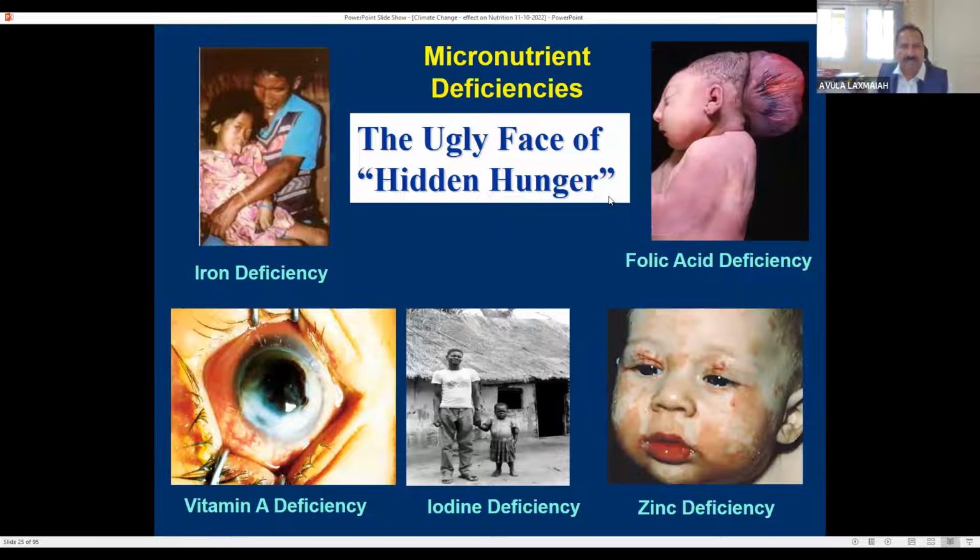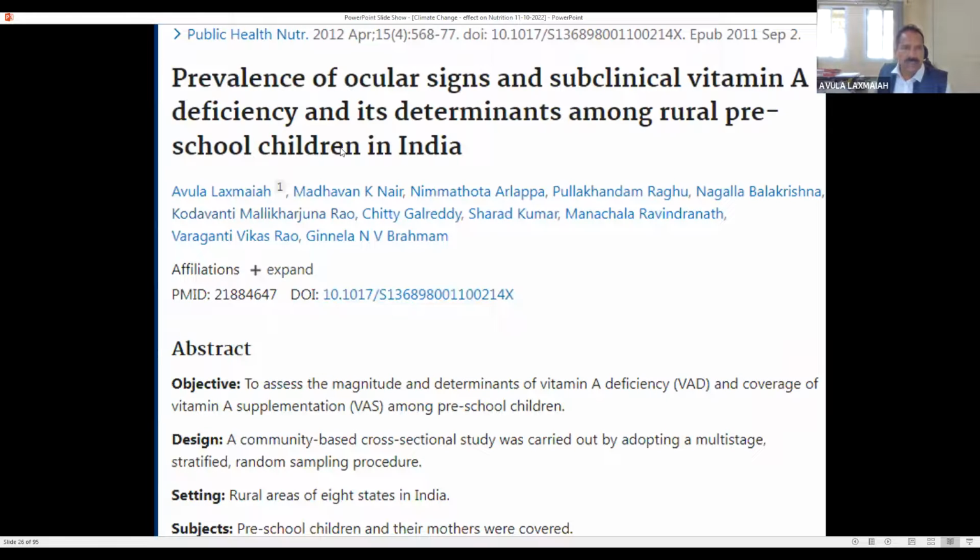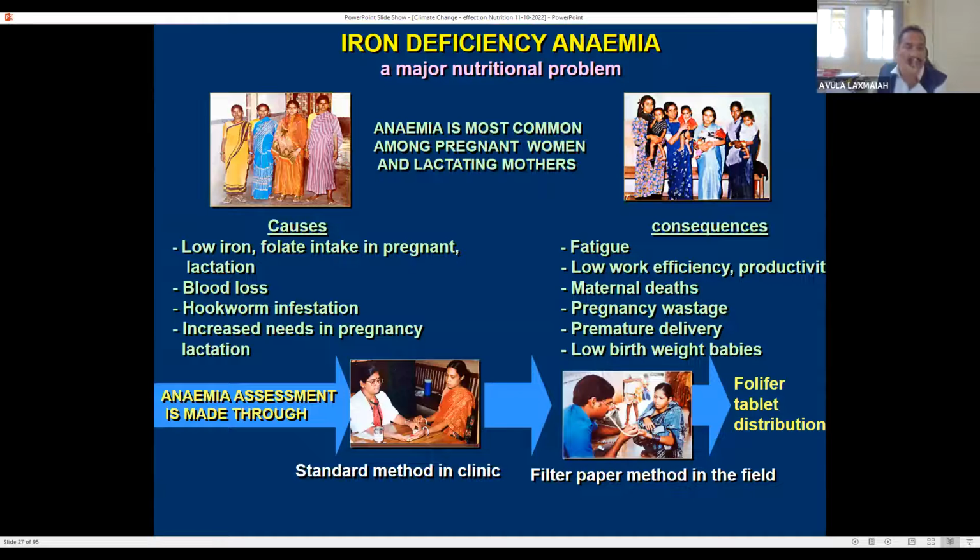Micronutrient deficiencies and the ugly face of hidden hunger include iron deficiency, folic acid deficiency, vitamin E deficiency, iodine deficiency, and zinc deficiency. For iodine deficiency we have several intervention programs, and this is the one successful public health program for iodine deficiency disorders. We have published on vitamin E deficiency in India. This clearly shows an improvement in vitamin E levels and a decrease in ocular signs, but still some deficiency. Subclinical vitamin E deficiency is still persistent, and iron deficiency is still a public health problem.